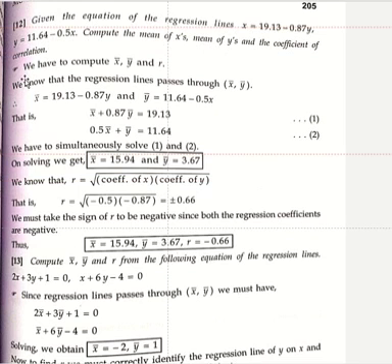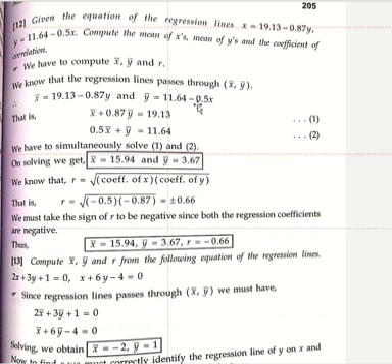Similar to the previous problem, we have to compute x bar, y bar and r. We know that the regression lines pass through x bar and y bar. Here replace x by x bar and y by y bar. Therefore x bar is equal to 19.13 minus 0.87 into y bar, and y bar is equal to 11.64 minus 0.5 into x bar. Shifting minus 0.87 to the left side, it becomes plus 0.87 into y bar, that is equal to 19.13.